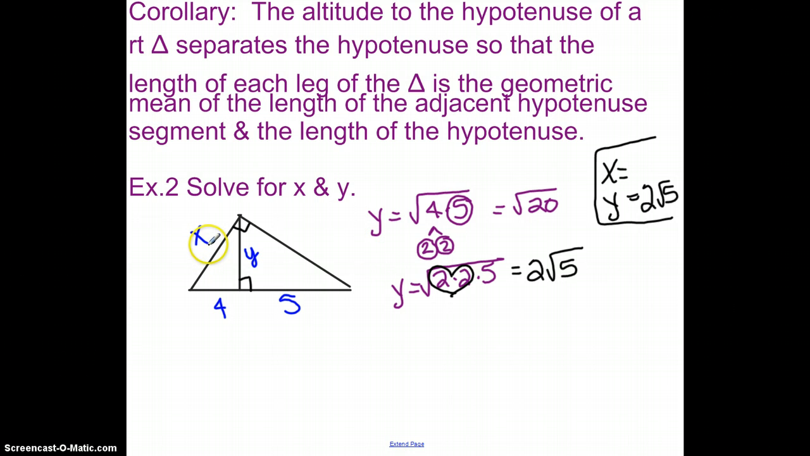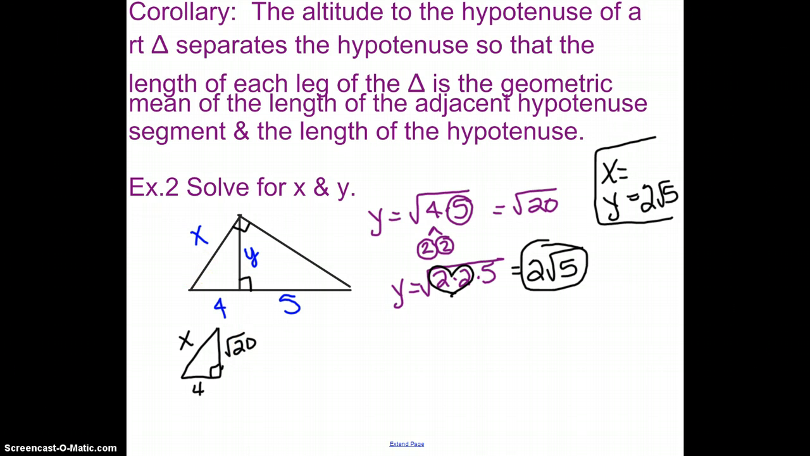Now, if I were trying to find x, I'm just going to focus on just this triangle. So I have 4, I have x. And I could really use either one of these. I mean, obviously this is my final answer, but this one might help me more here.